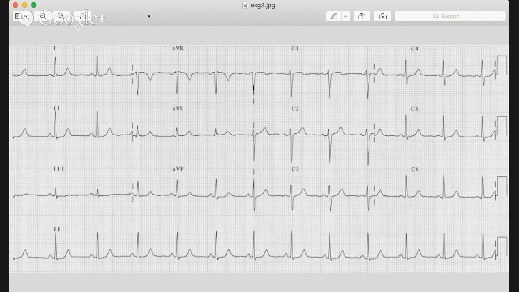So then let's count V5, which is going to be C5 on your screen, and here it is also about 2.5 boxes. So regardless if V1 is 2.5 or 3, and C5 is 2.5 or 3, it's still less than 7 boxes. So we're going to determine there is no left ventricular hypertrophy on this EKG. Wouldn't you say that's correct?